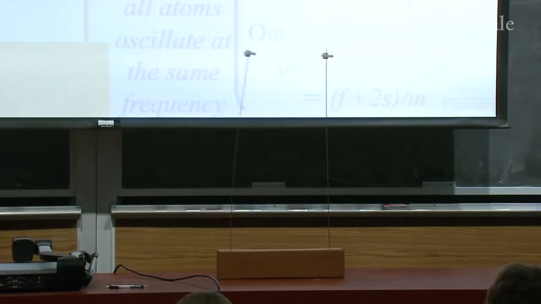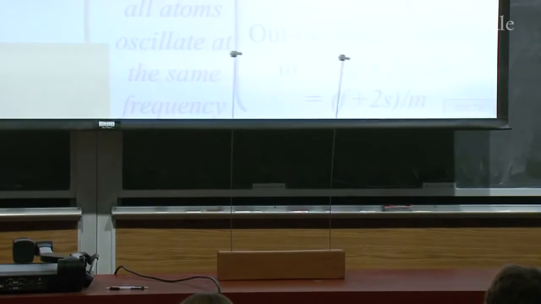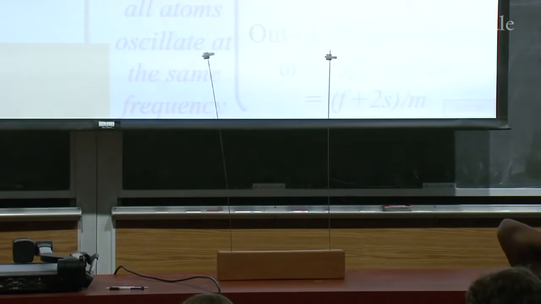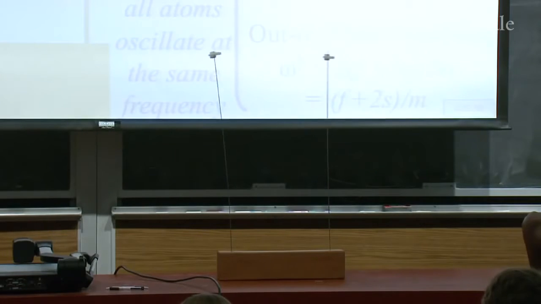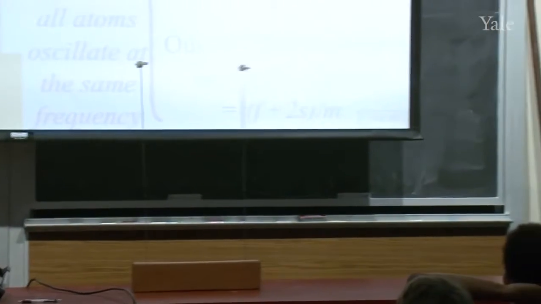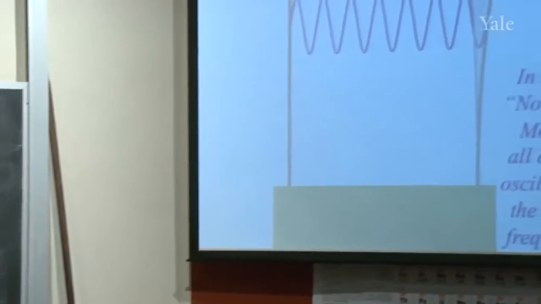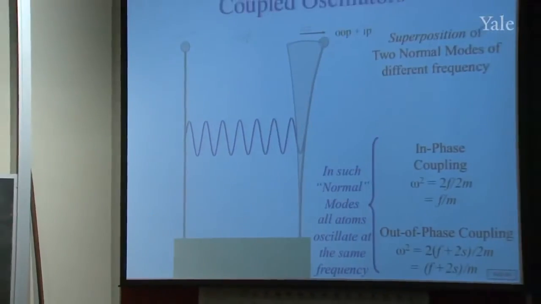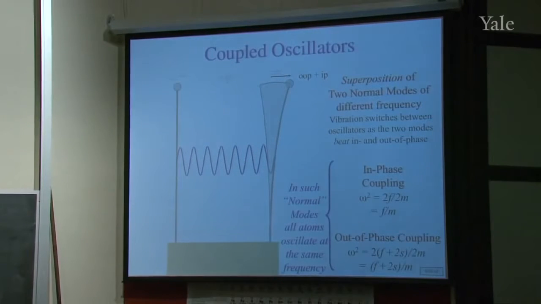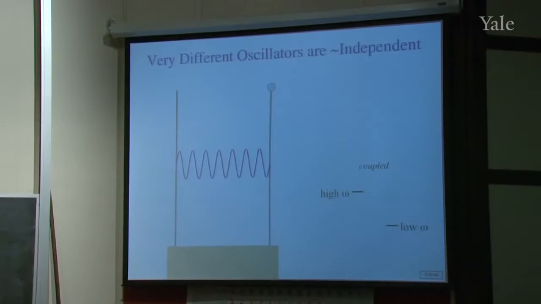So that's exactly what we were looking at the beginning, where things went in and out of phase with one another, where it was 1s going to 2p. So what we started when we moved just one of them and held the other one fixed was a superposition of two normal modes of different frequency. And then the vibration beats in and out of phase.